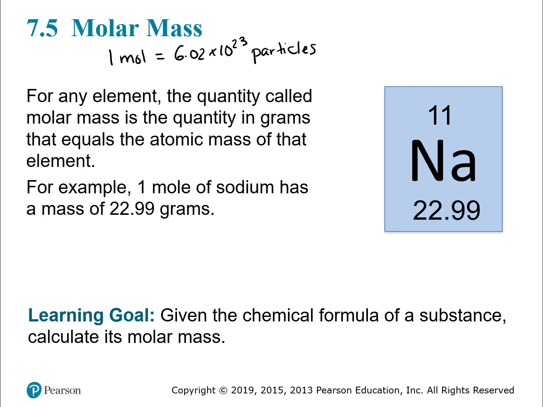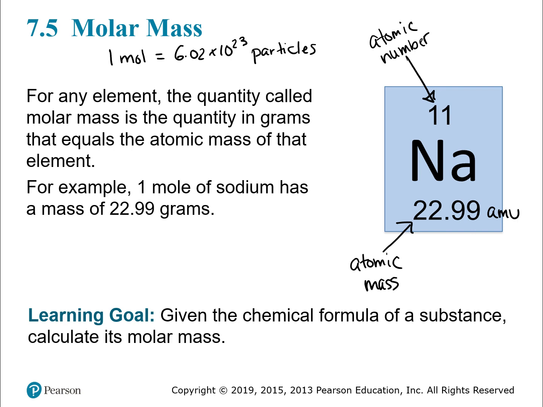For any element that you have, the molar mass is going to be the atomic mass of that element. So if you've got sodium like we have here, this top number we should know is the atomic number. That tells us how many protons there are in a neutral atom. The decimal number that's underneath it is the atomic mass. So if you had one atom, it would have the mass of 22.99 atomic mass units.